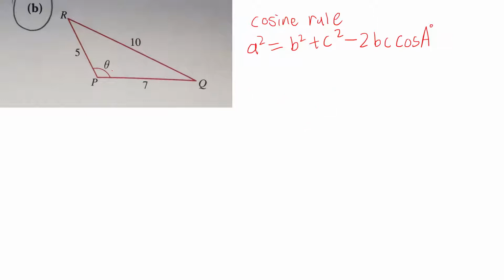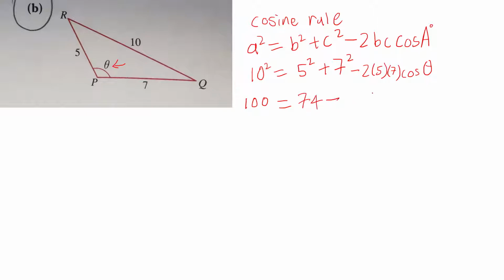So let's look at the question. We want to find theta. Theta is down here, so theta is automatically our angle A, which is cosine theta. The side opposite angle theta is actually 10. Everyone knows how to identify this, so let's just go through it, because the only problem people have is the manipulation of the algebra. So everyone should be able to get this equation. You can just calculate this out. 25 plus 49, I'll get 74, minus 70 cosine theta.